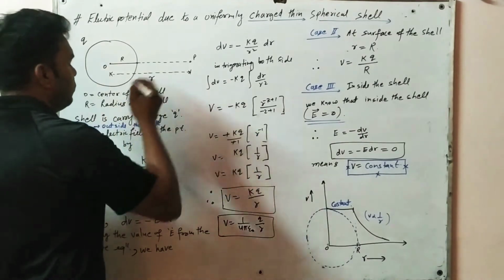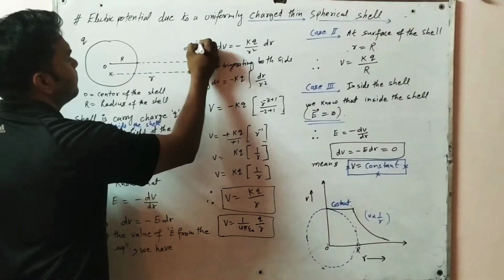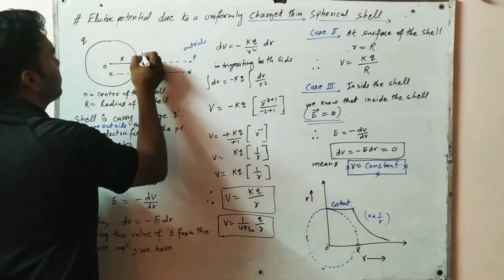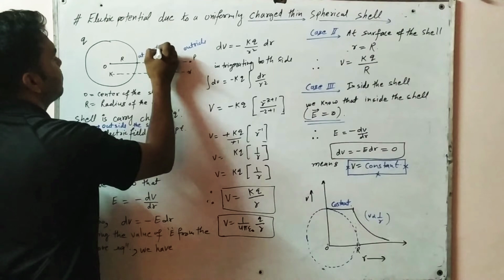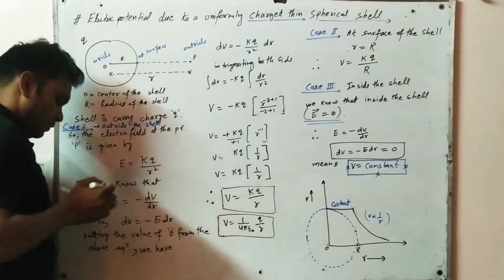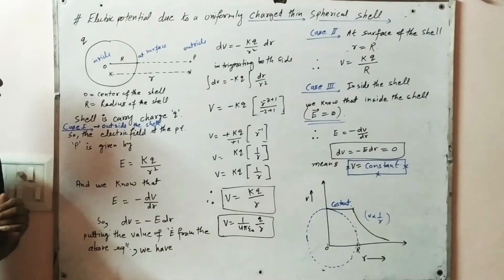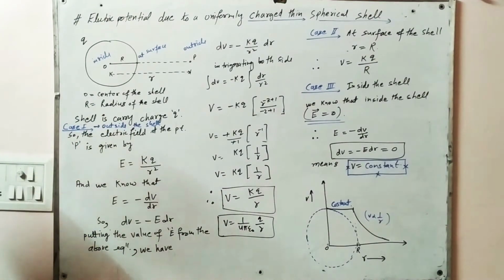So this is the outside point, outside, at surface, inside. So these are our 3 points where we have to calculate the potential due to the thin spherical shell.